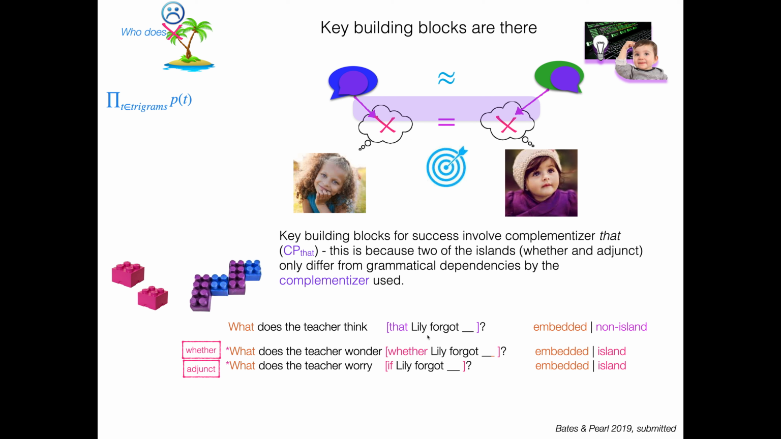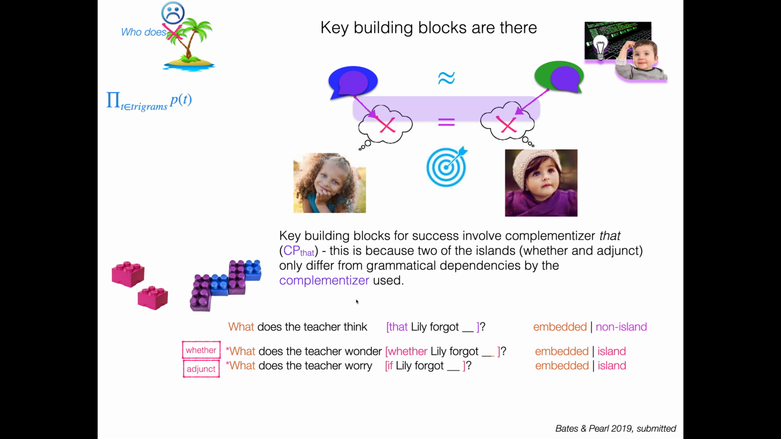So here's our grammatical dependency. What does the teacher think that Lily forgot? We have an embedded dependency with our non-island structure, with an embedded clause with complementizer that. And our weather and adjunct islands look the same, except the complementizer is whether, or the complementizer is if, in terms of the structures that are going on here. What does the teacher wonder whether Lily forgot? What does the teacher worry if Lily forgot? Versus what does the teacher think that Lily forgot?